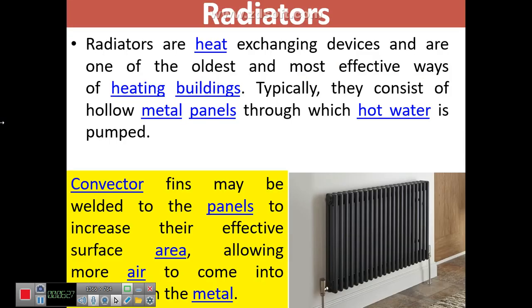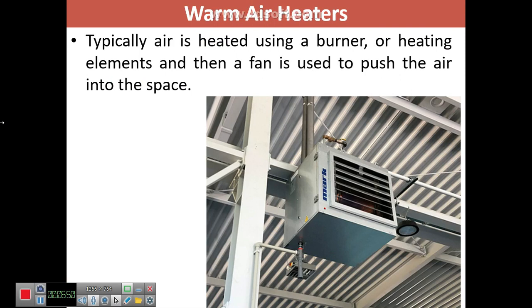The first one is radiators. A radiator is a heat exchanging device used in the olden days. It is the most effective one. It has some pipelines through which we pass hot water. The water exchanges the heat to the room air, so the room gets heated up. The next one is the warm air heater. It is a burner-like arrangement with a fan. When the electrical energy is switched on, the burner liberates heat. When the fan pushes the air through that burner, the air gets heated up.